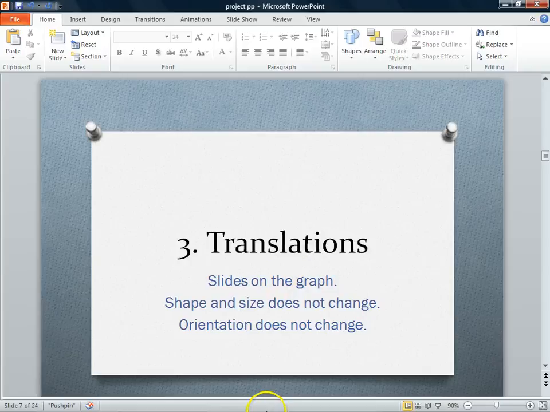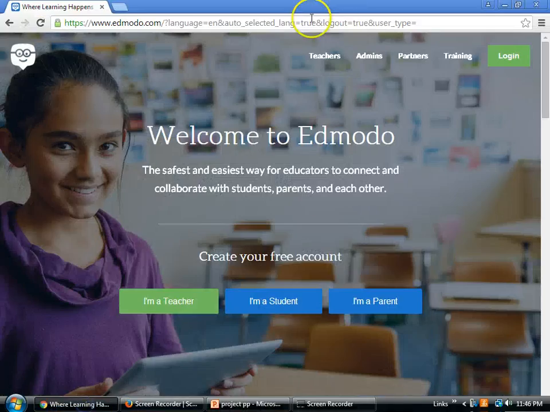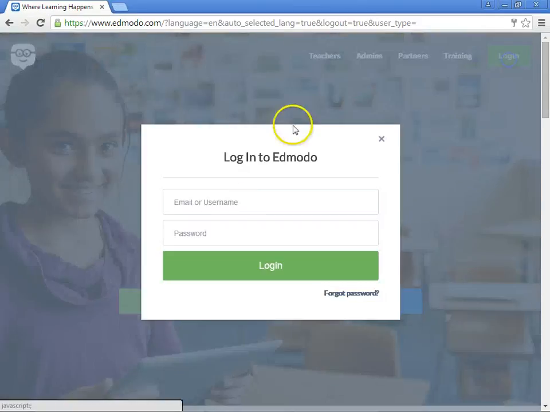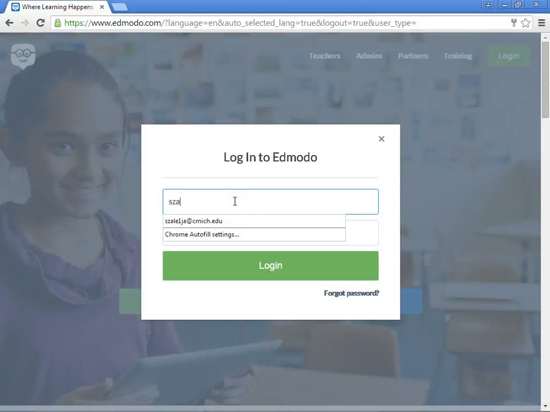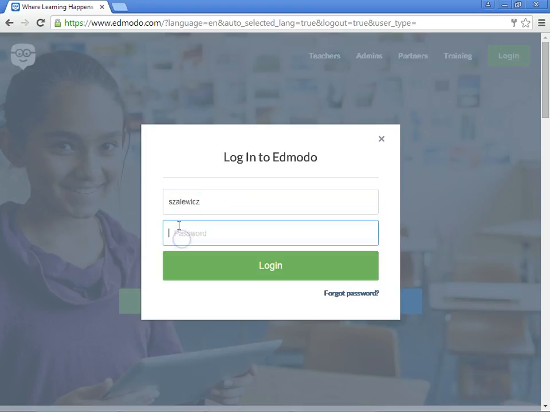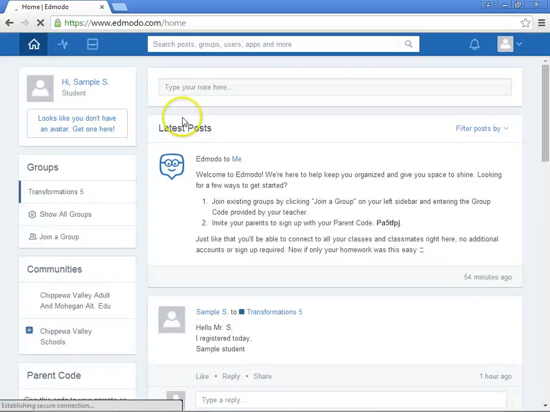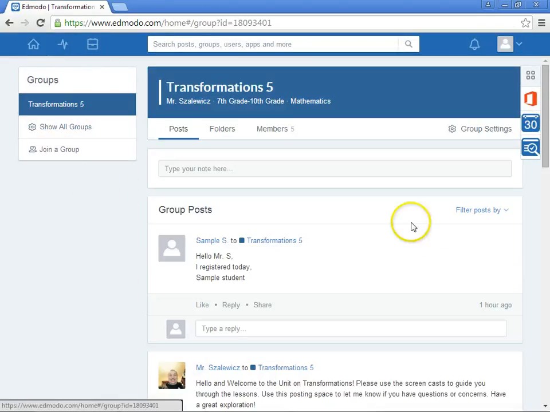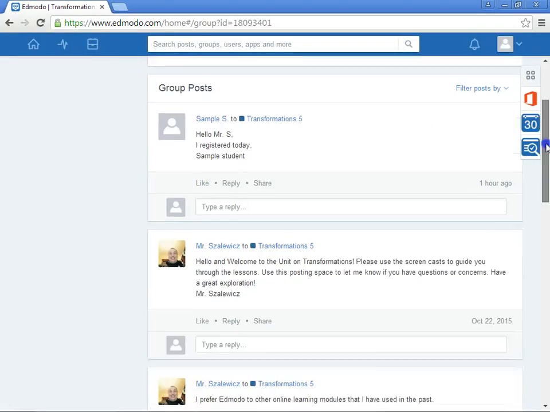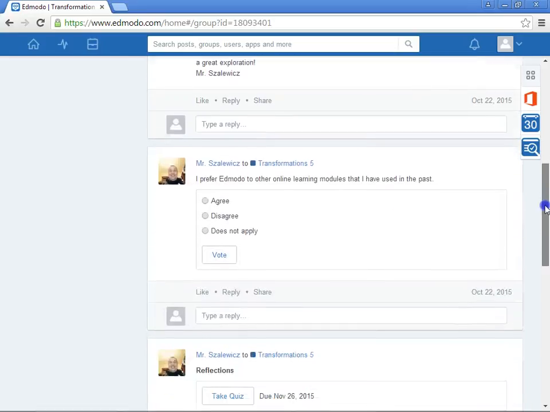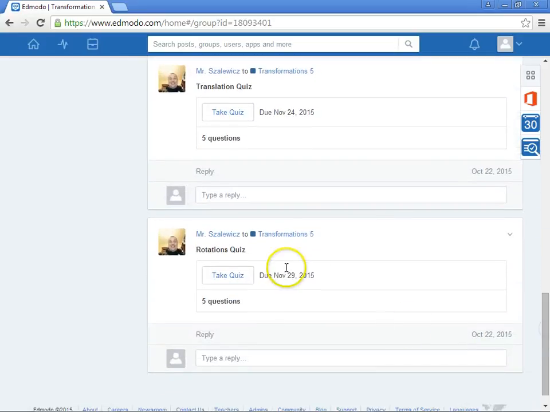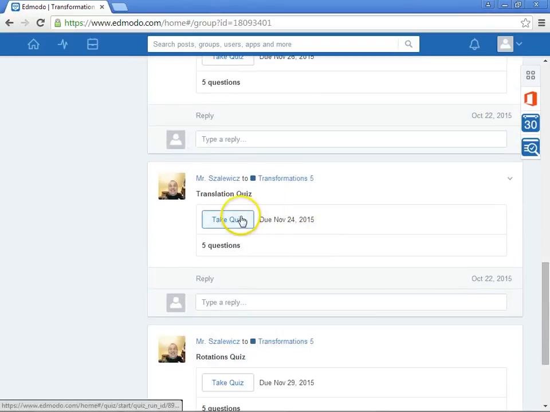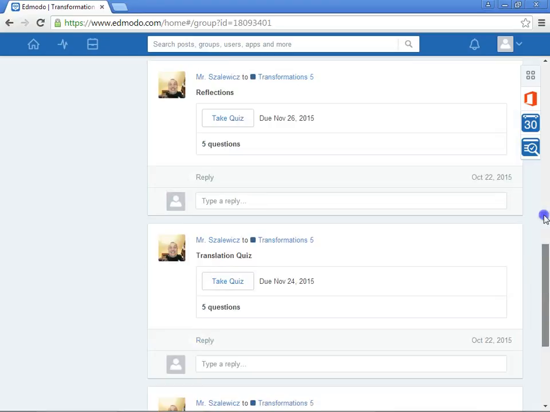As we do when we begin each section, we're going to go to our Edmodo website and log in, entering our username and our password. And it'll take us to our home page, and we want to open up the group Transformations 5 and take a look at our post page. And at the end of our section today, we will take the translations quiz, and we'll get to that.